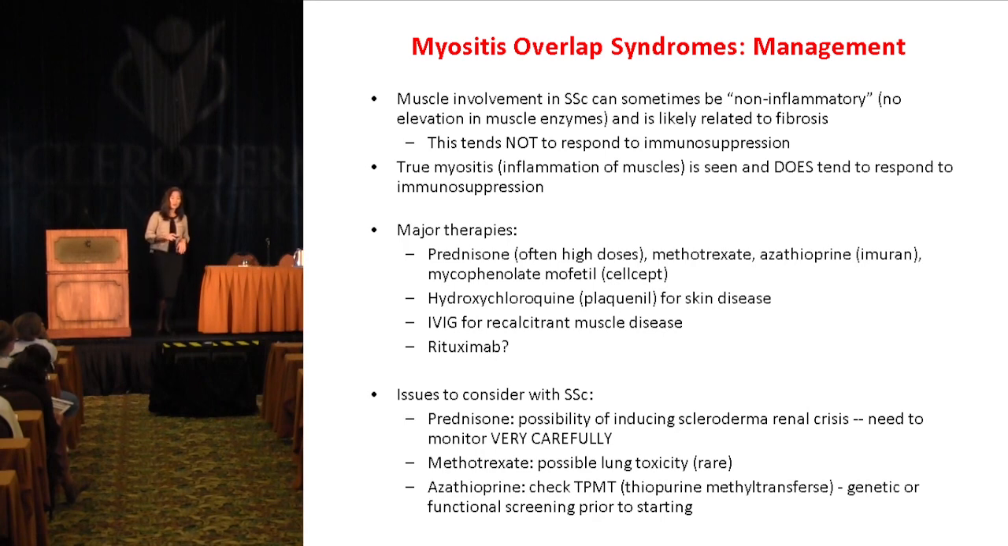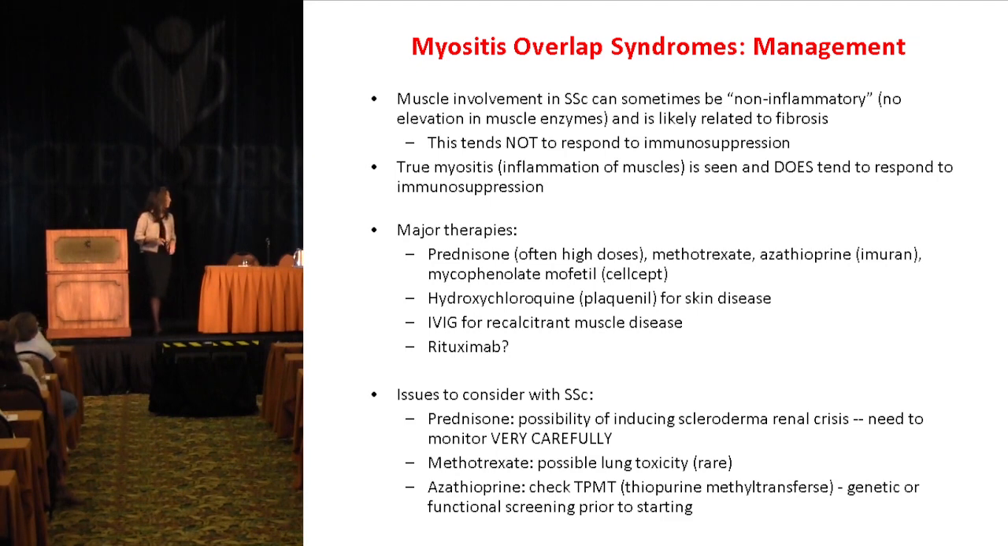So the major therapies that we use, we often need to use prednisone in high doses, and I'm going to talk about that in a second. Methotrexate works. Imuran or azathioprine is another option, and we're starting to use more and more mycophenolate mofetil, also known as CellCept. Plaquenil or hydroxychloroquine can be used in cases of skin disease, and for recalcitrant muscle disease, we will often use IVIG. Rituximab, there are some studies out that people think this does work in some cases, so the jury's still out on that.